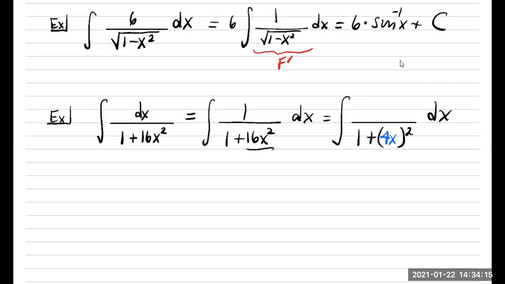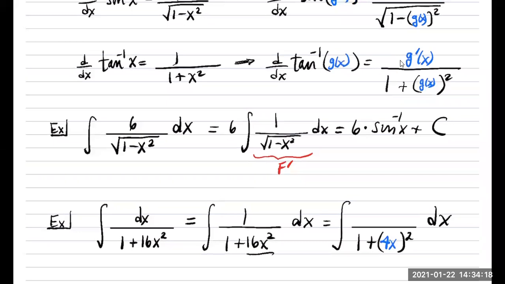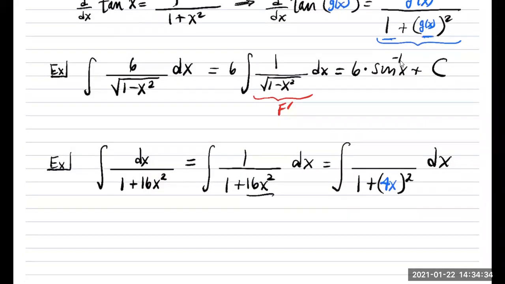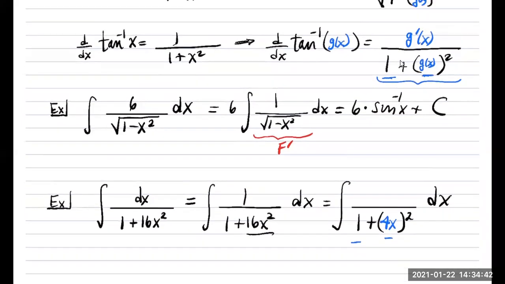All right, now if I scroll back up, notice that's starting to shape up looking like this right here. In the denominator, I have 1 plus some function squared. In our example, that function is 4x. Notice also, kids, in the numerator, we need the derivative of that function. What is the derivative of 4x? Yeah, good, it's 4.